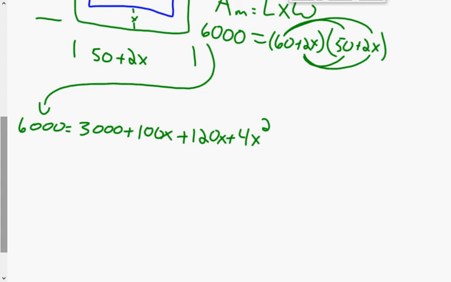How are you feeling so far? Groovy? Okay, now I'm going to combine like terms. These two can go together. I can bring the 6,000 over and put it to that. Because remember, to solve for x, you have to make it equal to 0, right? So it's 0 equals. And I'm just going to rearrange the order because I like it like that.